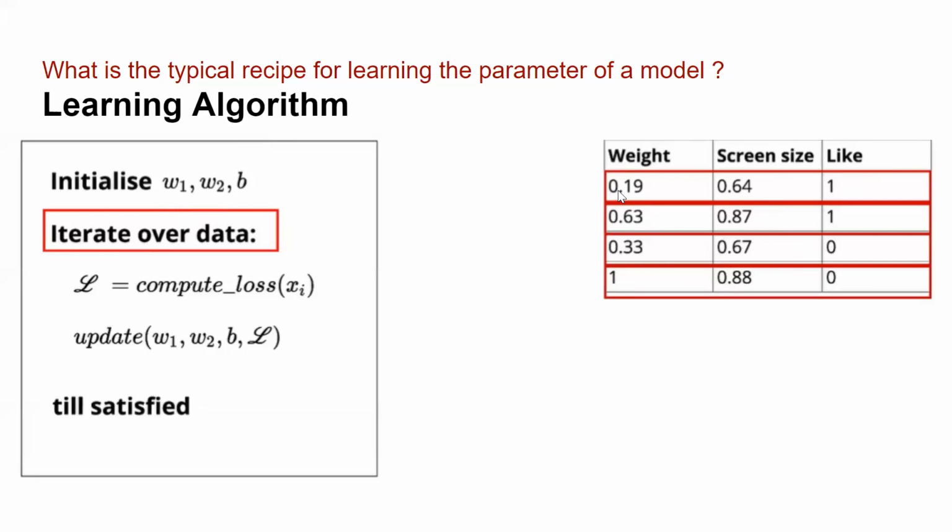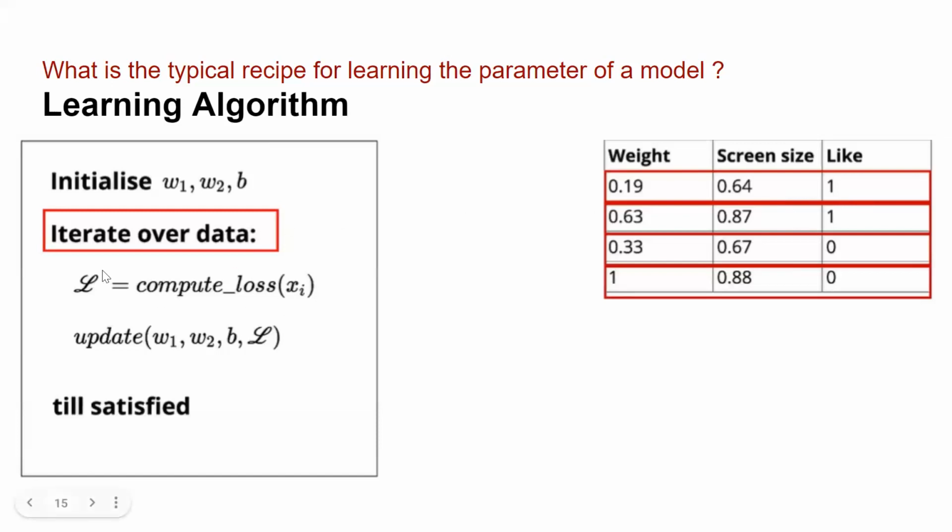I'll compute the loss. How would I compute the loss? I will multiply this weight with this screen size. I'll check if it is greater than my threshold. That threshold is the B value. If it is greater than my threshold, I'll assign it as 1, else 0. And I'll check with my actual target label. If it is matching, my loss is 0. If it is not matching, my loss is 1.